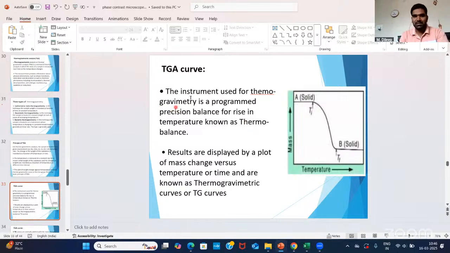The instrument used for thermogravimetry is a programmed precision balance for rise in temperature, known as a thermobalance.